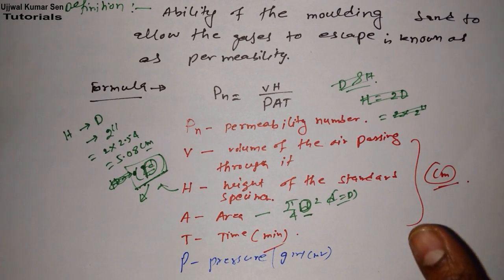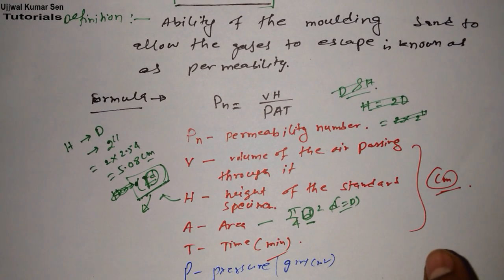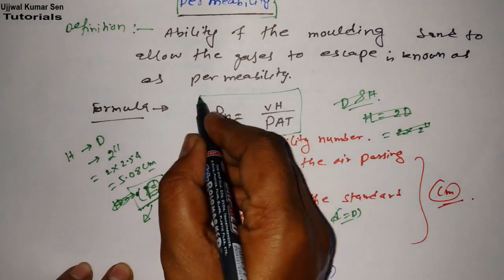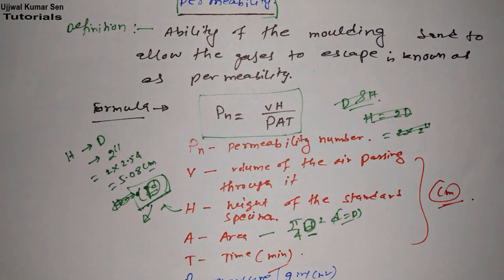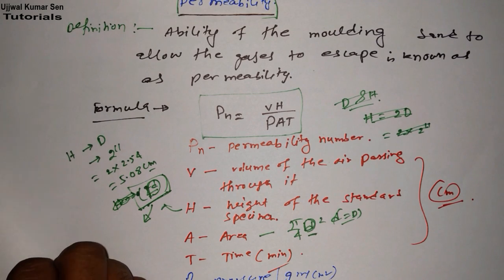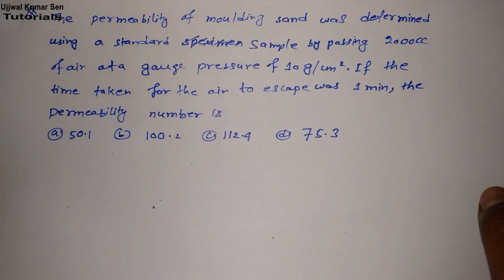So this is all about the theoretical part of permeability. Now we'll go for the numerical problem which has been asked in GATE, so that you have some approach to solve numerical problems in this topic. The main formula is permeability number Pn equal to VH by PAT. This is important. You need to remember this formula to solve numerical problems related to this topic. So here is the question we got.